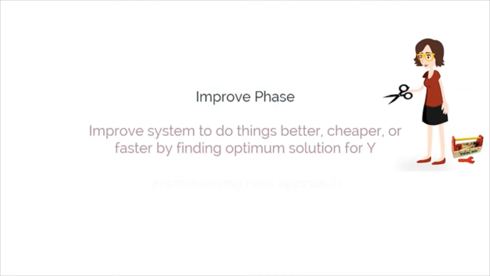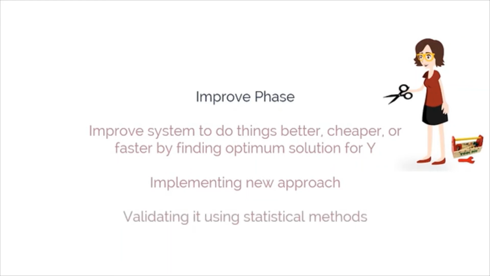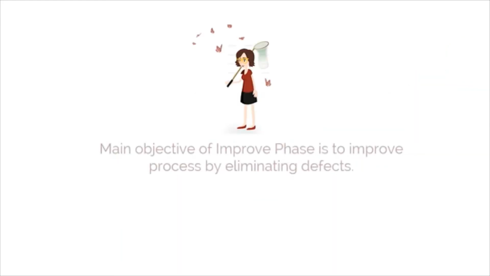The improve phase of Six Sigma is used to improve the system to do things better, cheaper, and more rapidly by finding the optimum solution for the problem, implementing the new approach, and validating it using statistical methods. The main objective of the improve phase is to improve the process by eliminating defects.